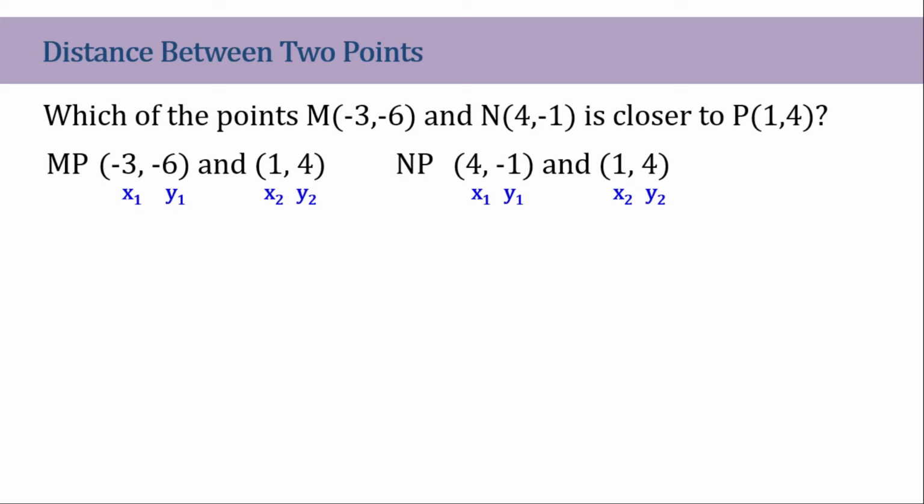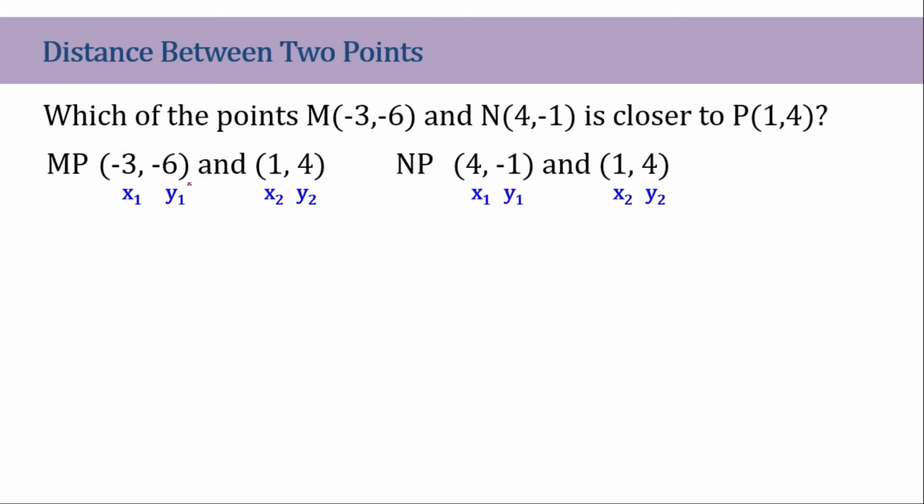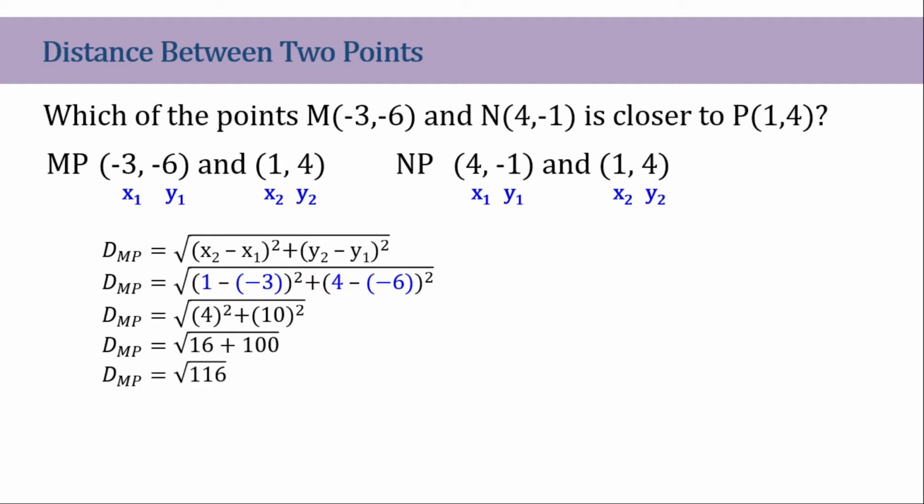So again, I assign variables to each point. So in this one, let's start with MP. So let's write the distance formula, substitute all the values that we have, and simplify it further. Now 4 squared is 16 and 10 squared is 100, so that is 116. So that is the distance between M and P.